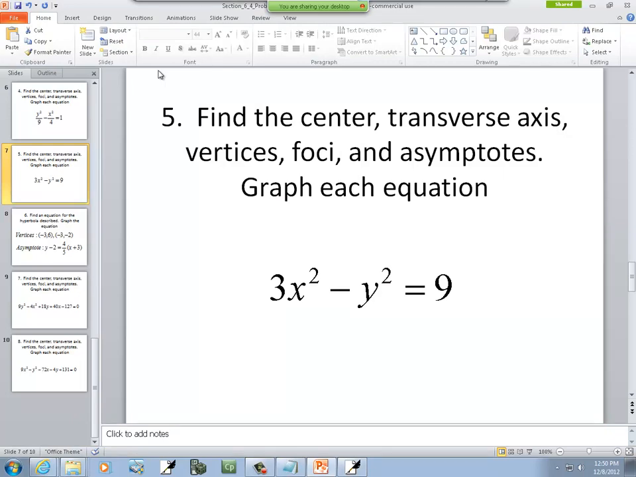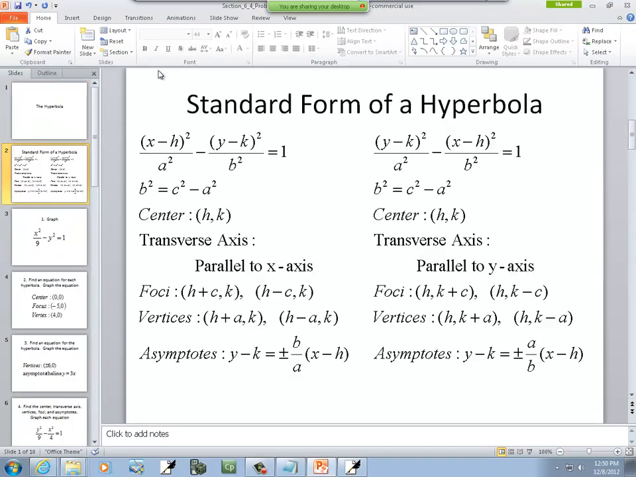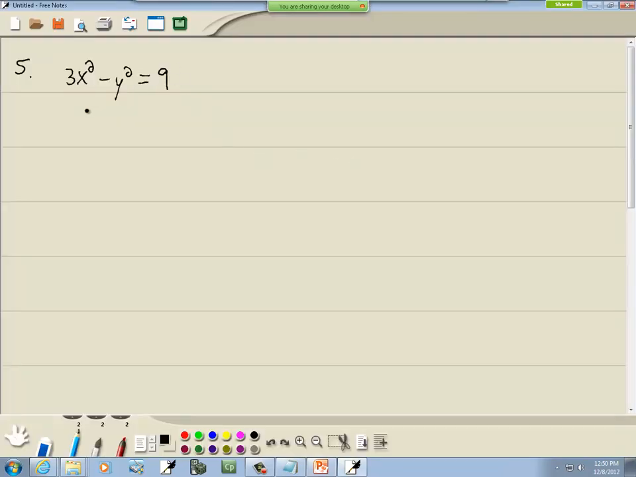Okay, let's go look at our formulas. One major feature of these formulas, you have to have a 1 on the right side. So first thing I'm going to do is divide everything by 9. So I got 3x squared divided by 9 minus y squared divided by 9 equals 9 divided by 9, which gives us x squared over 3 minus y squared over 9 equals 1.